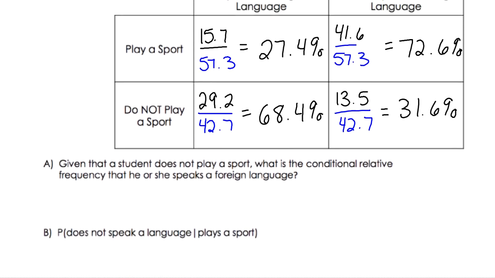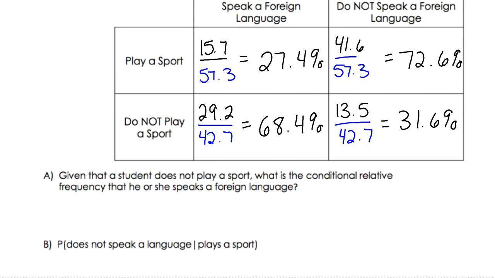So let's answer a couple questions based on that information. So for part A, it says given that they do not play a sport, and that's that key part. Given that they do not play a sport, that's why we divided by the total that don't play a sport. So we're looking only at the bottom row because those are the students that do not play a sport. Given that they don't play a sport, what's the conditional relative frequency that he or she speaks a foreign language? So if we go in that bottom row to speaks a foreign language, we're at 68.4%.